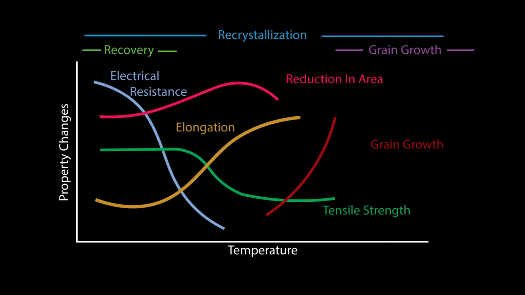This is a graph of what takes place during temperature. As you can see, at the top there are 3 stages: recovery, recrystallization, and grain growth. I've intentionally overlapped them because it's not a process where it goes from one to the other. Sometimes these things take place together. So at the beginning, in the recovery stage, there's a change in the electrical properties, and so the electrical resistance decreases. During that period, the mechanical properties don't change.